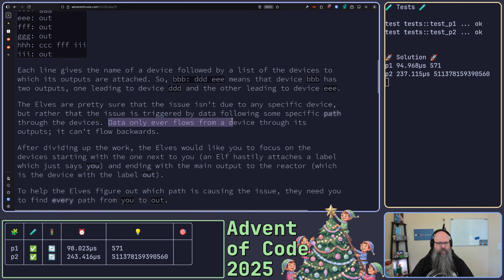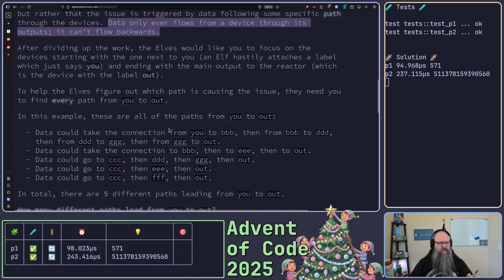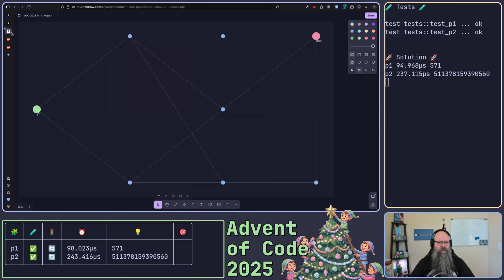data only ever flows from a device through its outputs. It can't flow backwards. And there's some other place, I can't remember exactly where it is, but essentially it's telling you it's a directed acyclic graph. And what does that mean? It's always flowing from one direction to the other. And so that should help you get to, oh, well, if it's always flowing from one direction to another, I don't have to worry about cycles.